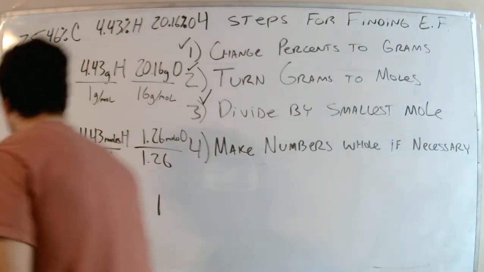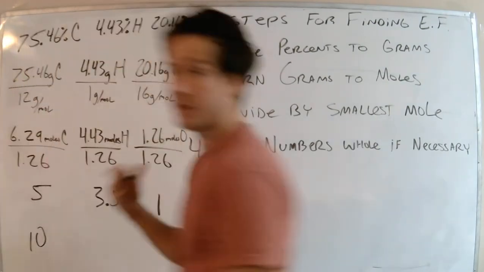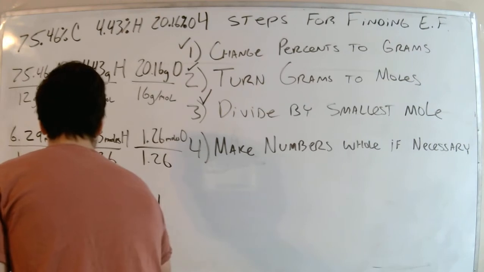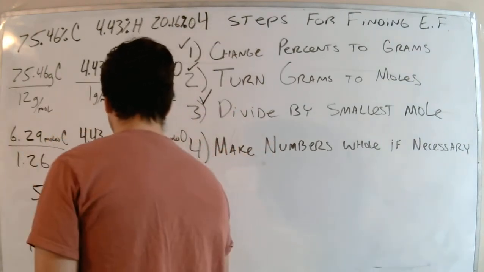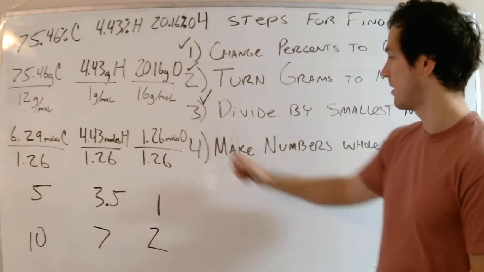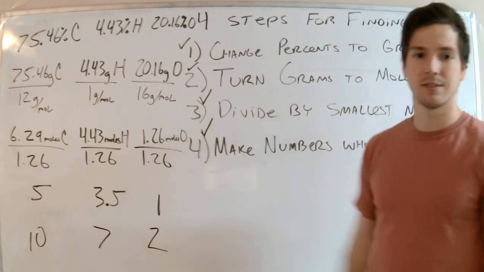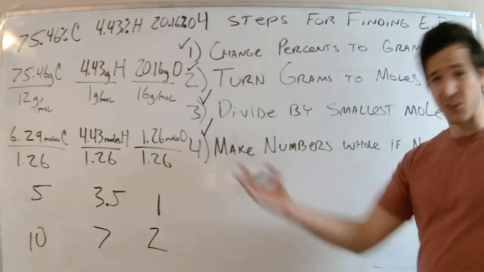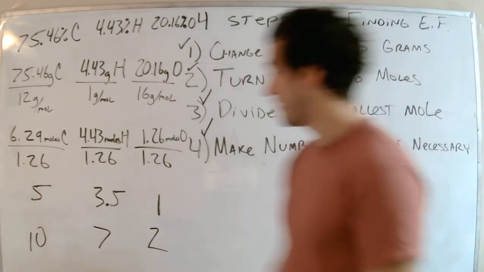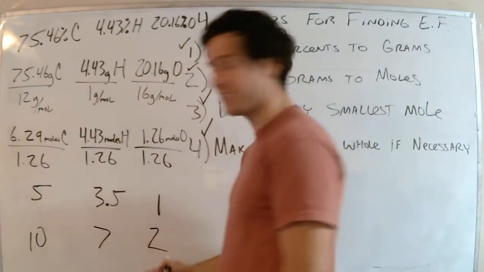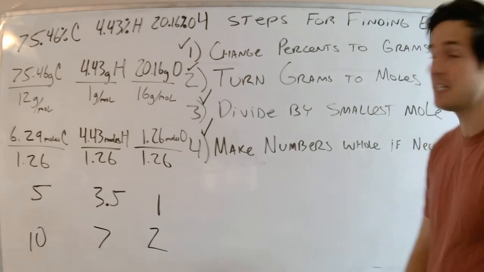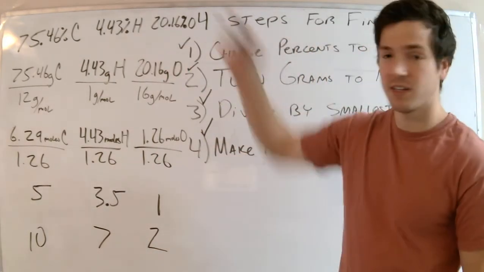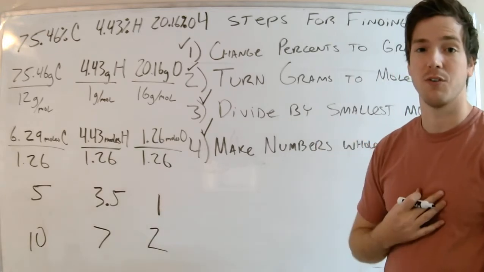So now this 5 is going to become a 10, because 5 times 2 is 10. 3.5 is going to become a 7. And 1 is going to become a 2. And now I have completed step 4. So now I've just gone through all those steps, and I have come up with the numbers 10, 7, and 2. What does that mean? Well, that tells you how many atoms of each element are in your empirical formula.